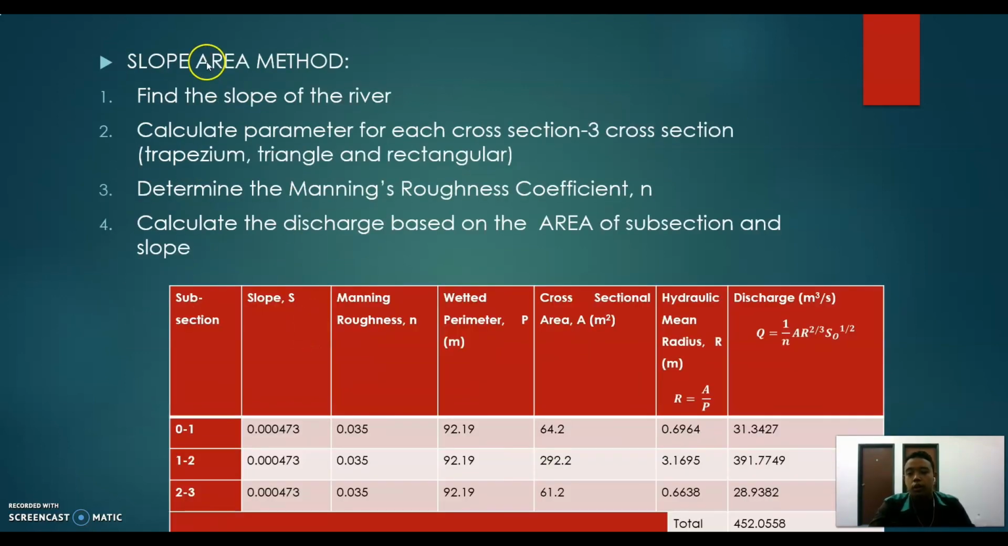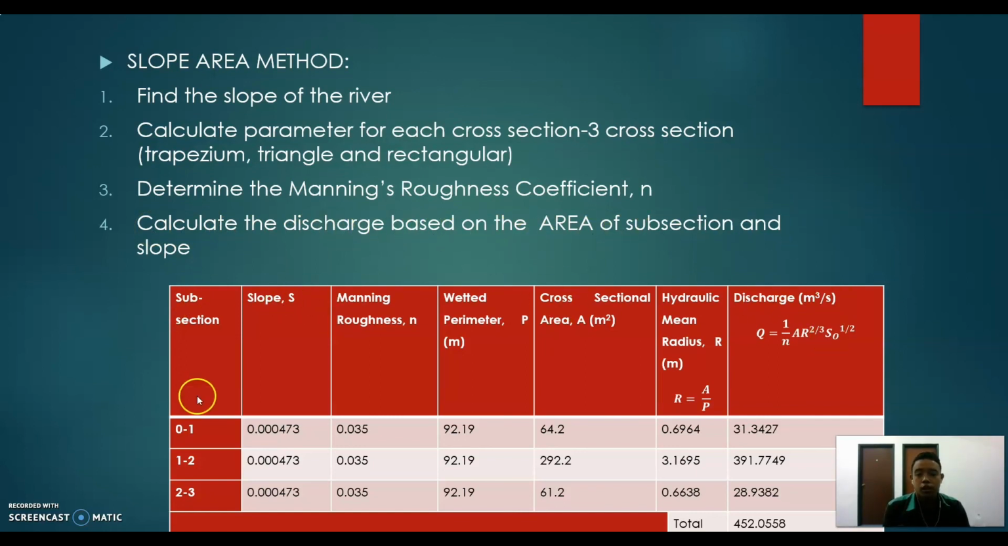Okay, we go to the slope area method. For the slope area method, first we need to find the slope of the river. Second, we need to calculate the parameters for each cross section. For our group, we have 3 cross sections, and the shapes are trapezium, triangle, and rectangular. Third, we need to determine the main roughness coefficient, which is n, and calculate the discharge based on the area of the subsection and the slope.